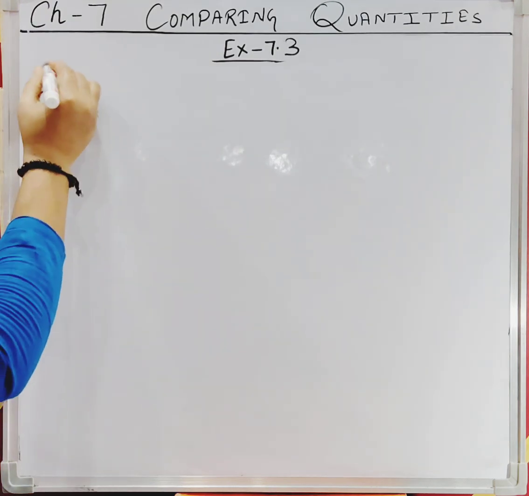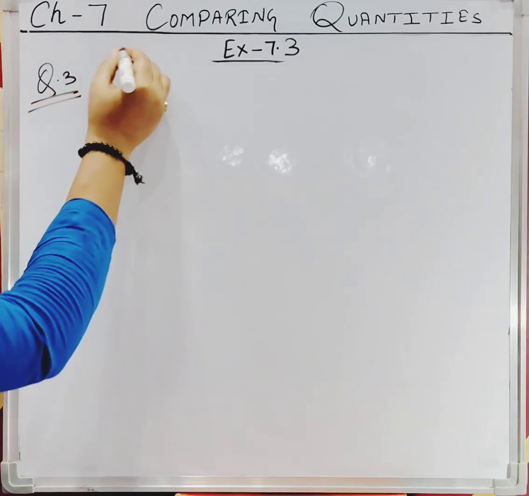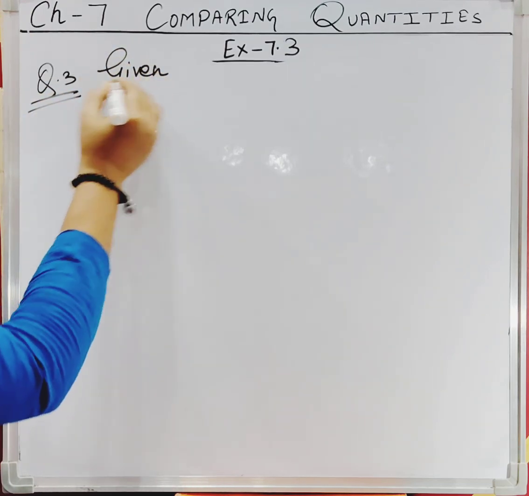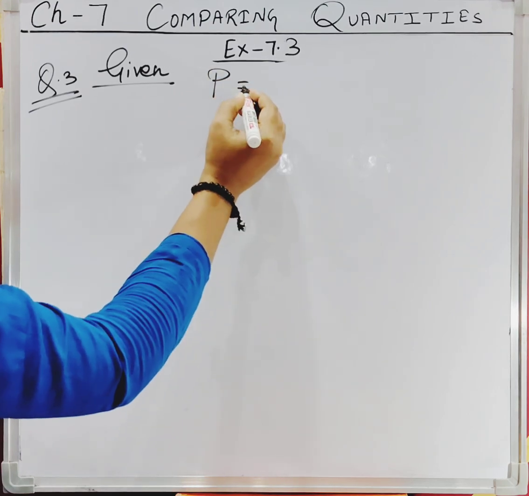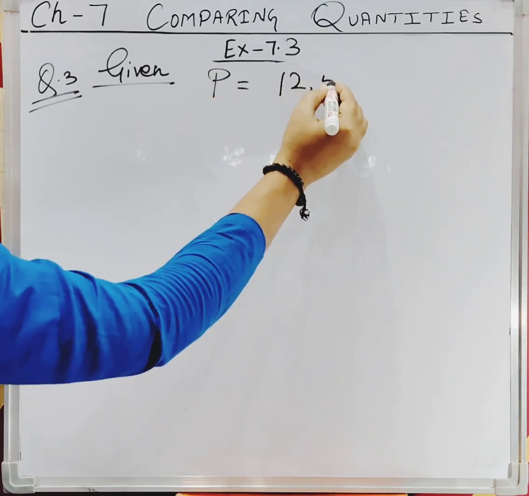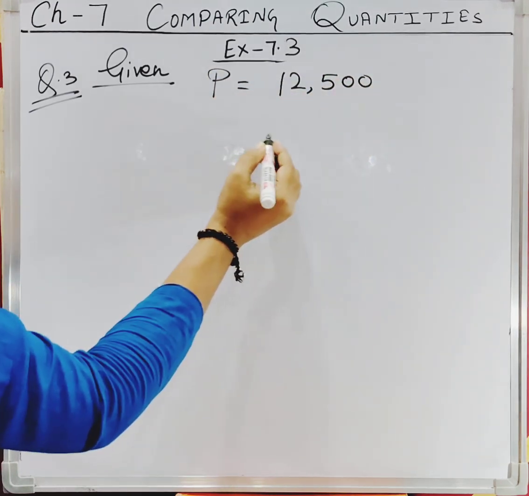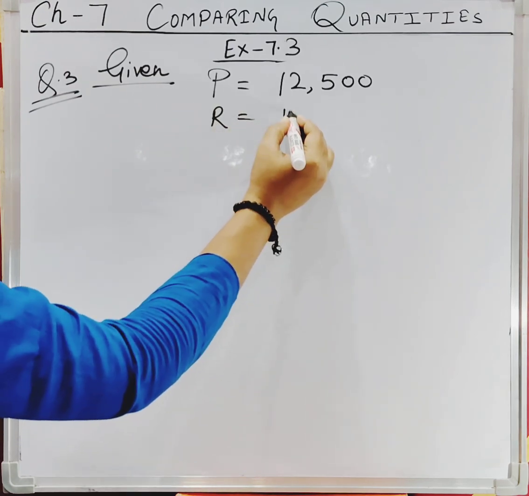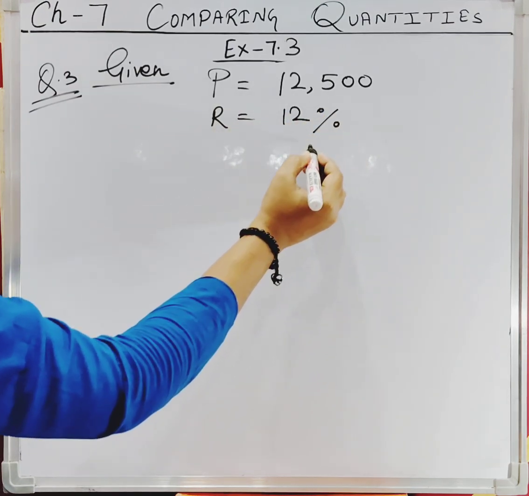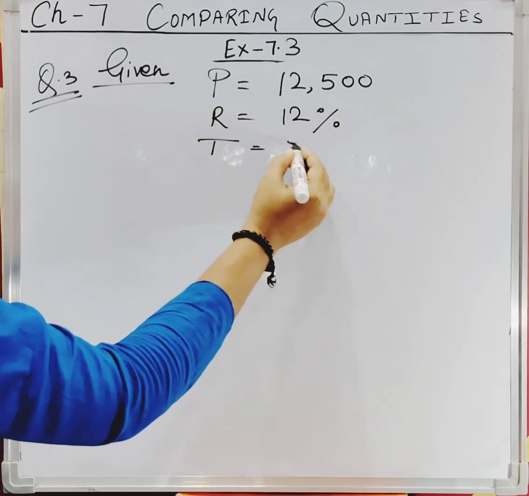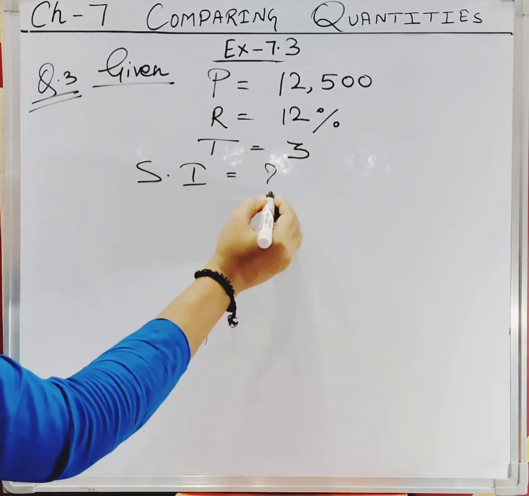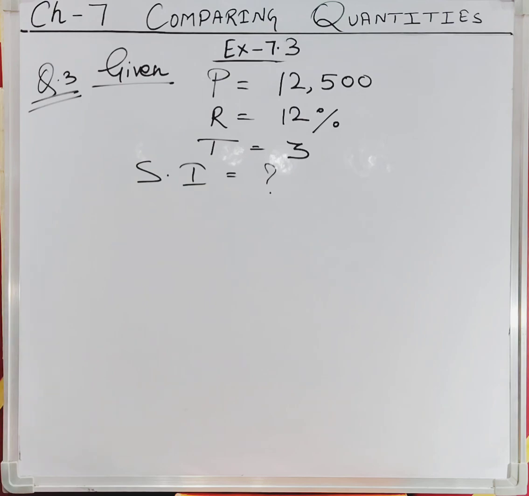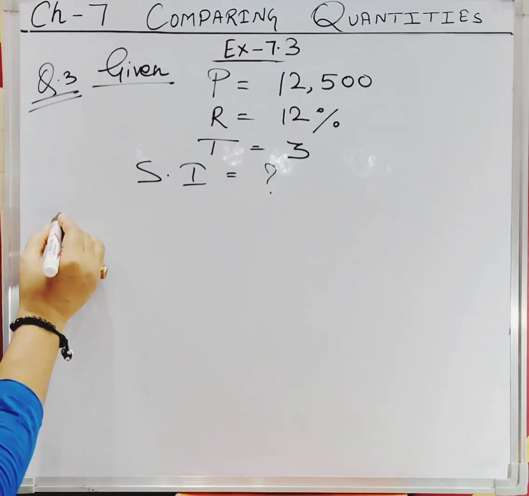So what is given? First note down. Fabina borrows. So we have principal for Fabina, that is 12,500. Rate, that is 12%. And time, that is given 3 years. And you have to find simple interest. So first find simple interest.